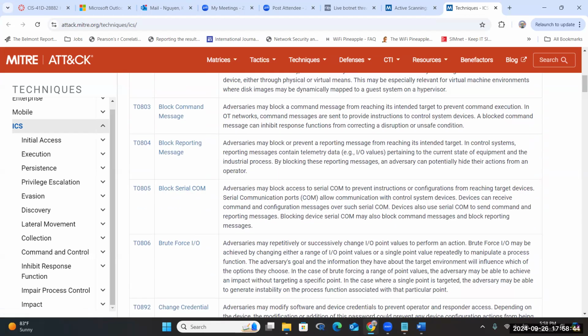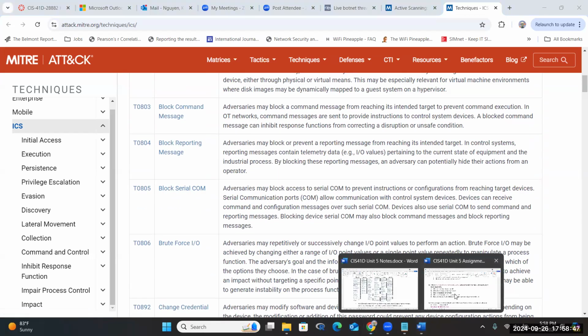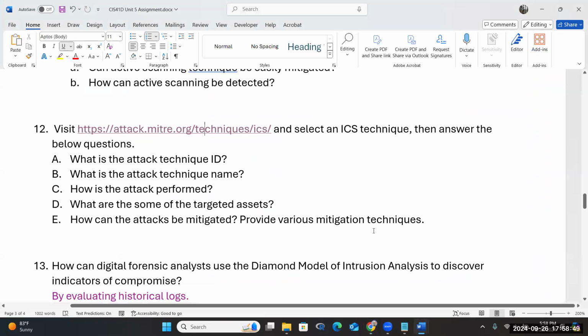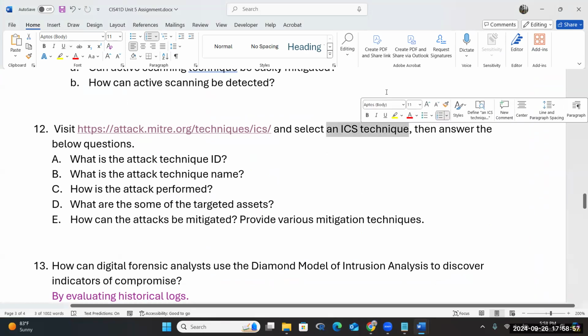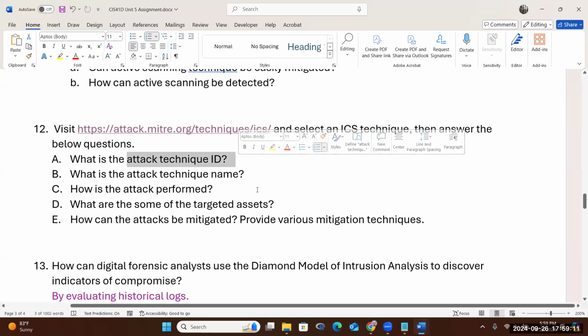So I would have you visit the site, and then you can select a technique of your choice. I don't want to tell you what to select. If something triggers your mind, or it seems interesting, then we can click on it and read more about it, right? You should be able to find some kind of technique ID right off the bat before you click.